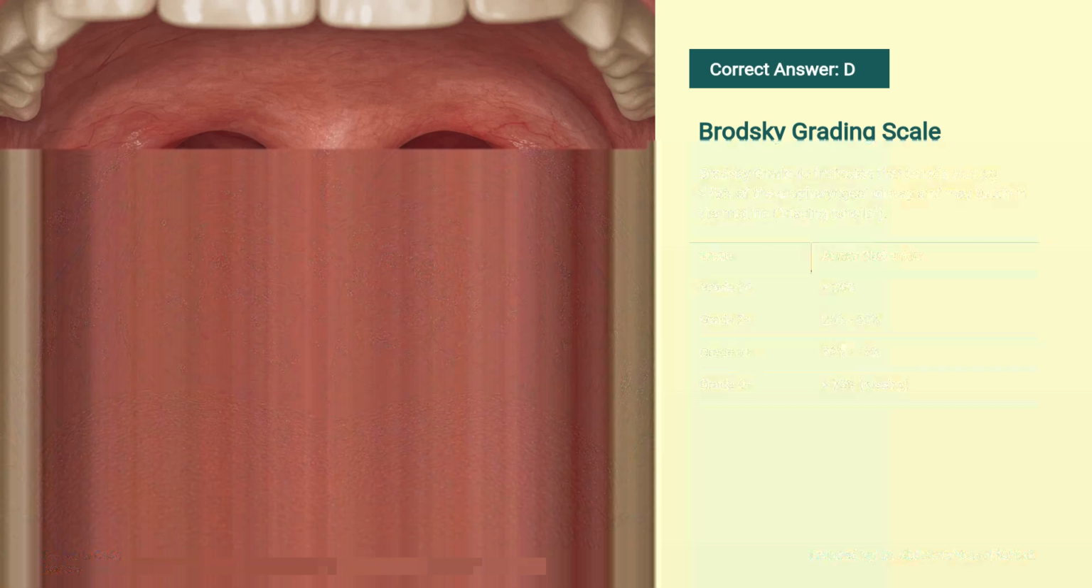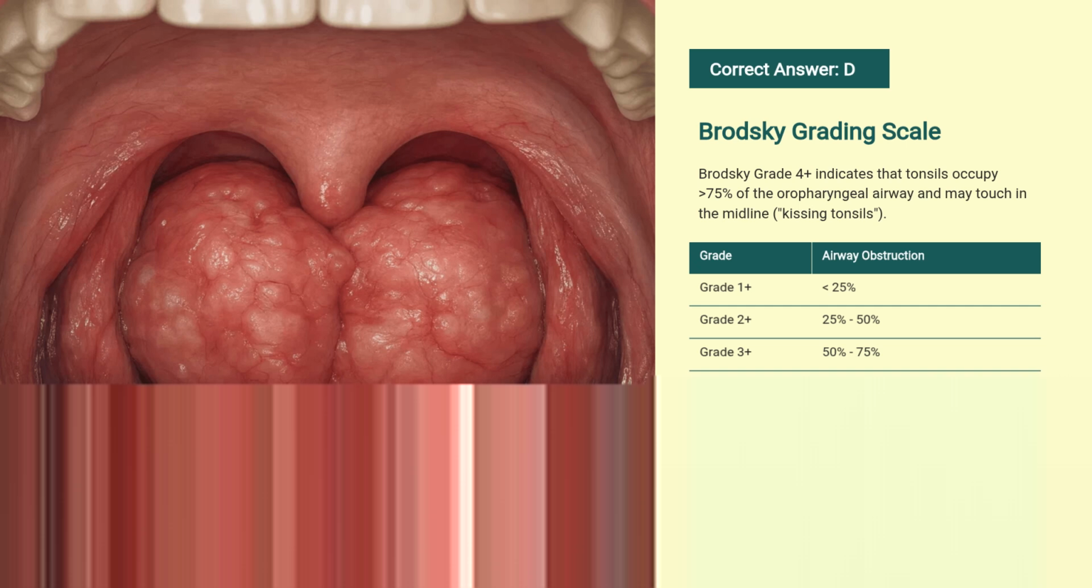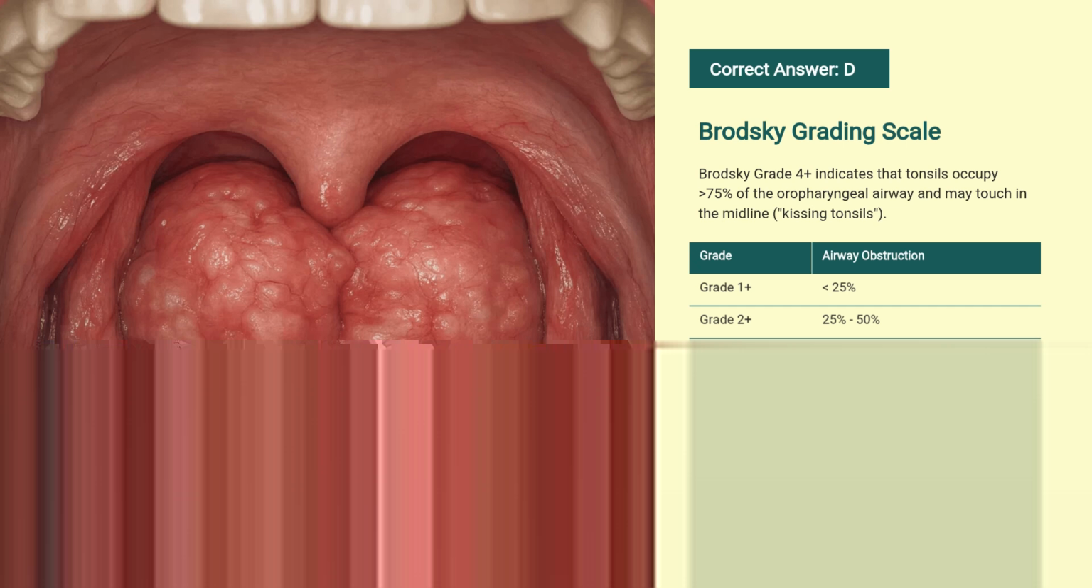The correct answer is option D, grade 4+. The Brodsky grading scale is a quick visual tool used to estimate how much of the oropharyngeal airway is occupied by the tonsils. Grade 1+ means the tonsils occupy less than 25% of the airway. Grade 2+ is between 25 and 50%. Grade 3+ is between 50 and 75%.